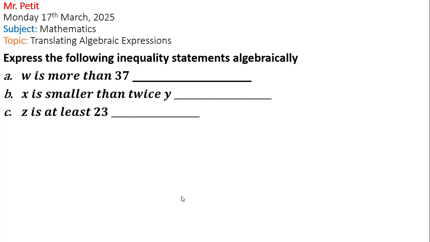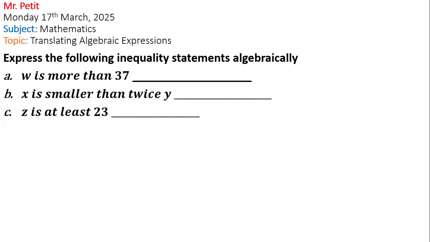Let me open the chat. But class, what do you think is going to be the answer for A? W is more than 37. W is greater than 37. So what sign are we going to use for that one? The greater than sign. Very good, the greater than sign, right? And so let's go ahead and write that down.